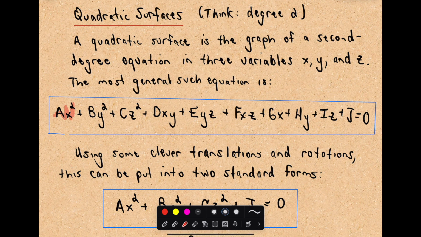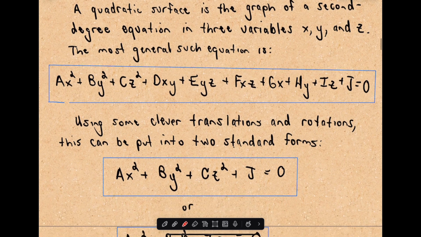So we would have ax squared, where a, b, c, d, e, f, g, h, i, j are constants. So we've got ax squared plus by squared plus cz squared. And then we've got all combinations of 2 variables: dxy, eyz, fxz. Notice the powers on those, 1 and 1, add up to degree 2. And then we've got the other possibilities, something multiplied by x, something multiplied by y, something multiplied by z, so gx, hy, and iz respectively. And then we could just have a constant j, and we set that equal to 0.